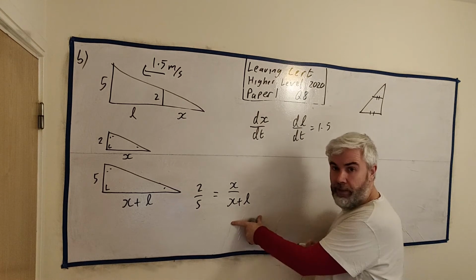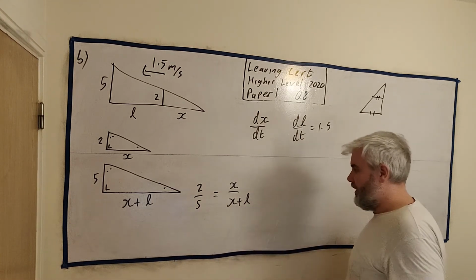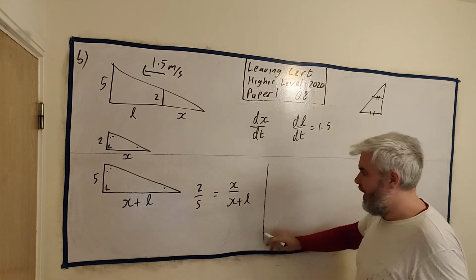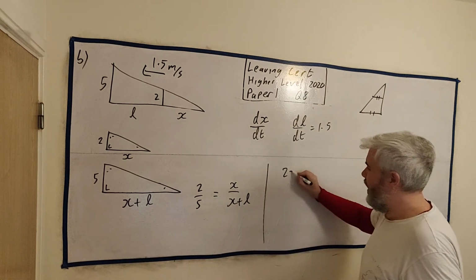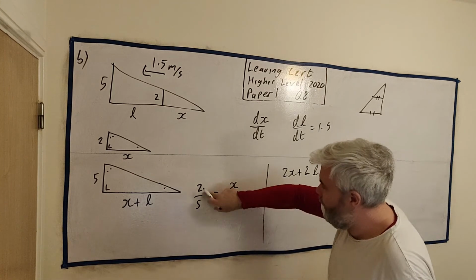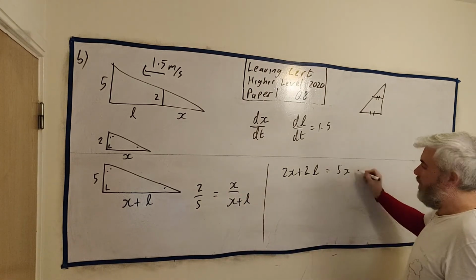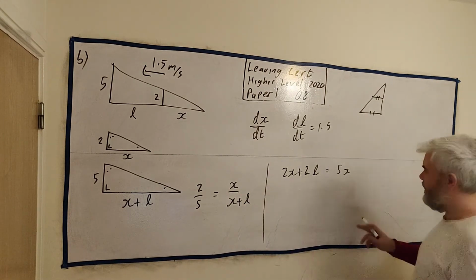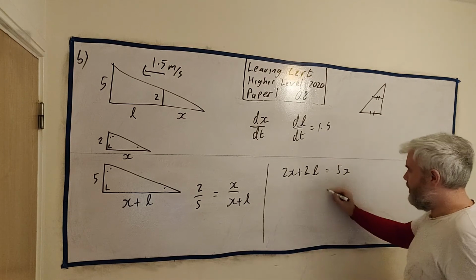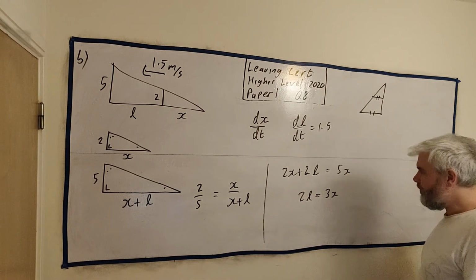First thing, I play around with this to get x equals L or L equals x, something like that. So let's do that now. Let's see, multiply this side, we get 2x plus 2l. That's this bottom multiplied by that top is equal to this bottom multiplied by that top, 5x. Let's get everyone on the same side. All the x's are 3x equals 2l.